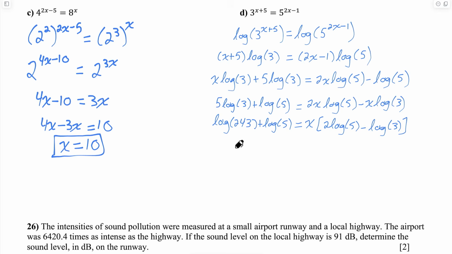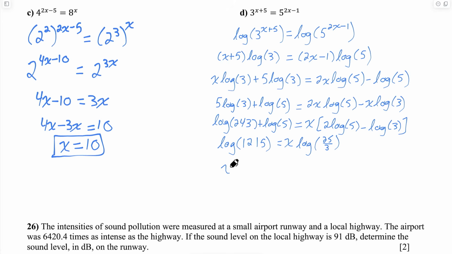On the left, there's 2 logs being added with the same base, so I can write it as a single logarithm with the arguments being multiplied together. 243 times 5 is 1,215. On the right, I'm going to take this 2, move it up as the exponent on the 5, and then the logs are being subtracted, so I could divide their arguments. So I could rewrite that as a single log, as a log of 25, right? That's 5 squared, divided by 3.